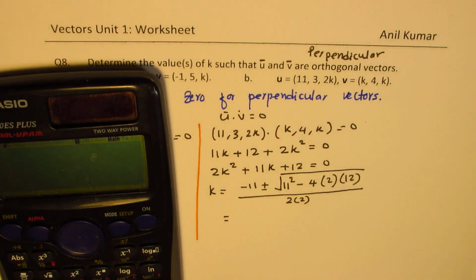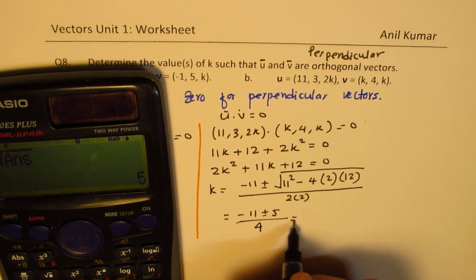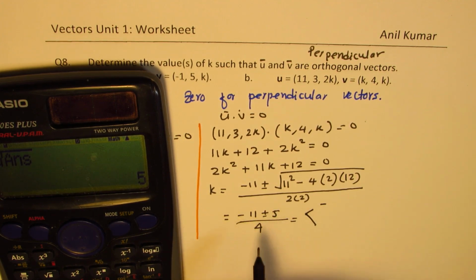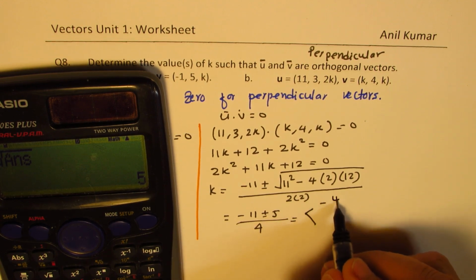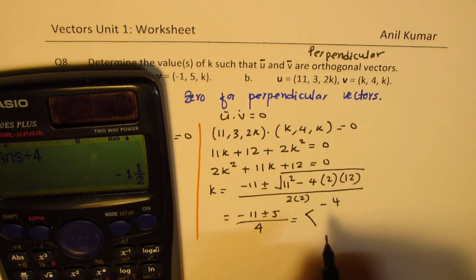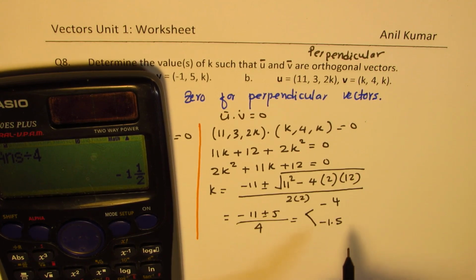Okay. So within the square root, we have 11 square minus 4 times 2 times 12. And this is a critical number, which is 25. And square root of our answer is definitely 5. So we have minus 11 plus minus 5 over 4, right? Okay. So we have two answers here, right? So one is negative, and that is minus 16 over 4, which is minus 4, correct. The other one will be, let me do 5 minus 11, and then divide by 4. So it's a fraction, which is minus 1.5. Correct. You can also write this as minus 3 by 2 or minus 1.5 as shown here, right?